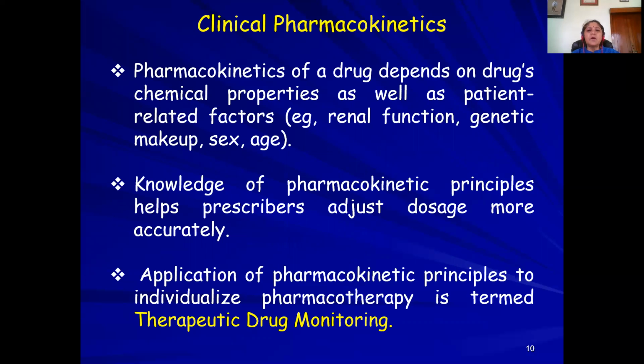Now let's see what is clinical pharmacokinetics. Now, pharmacokinetics of a drug depends on drug's chemical properties as well as patient-related factors such as renal function, genetic makeup, gender, age, and so on. Knowledge of pharmacokinetic principles helps the prescribers to adjust the dosage more accurately. Now, application of pharmacokinetic principles to individualize pharmacotherapy is known as therapeutic drug monitoring.